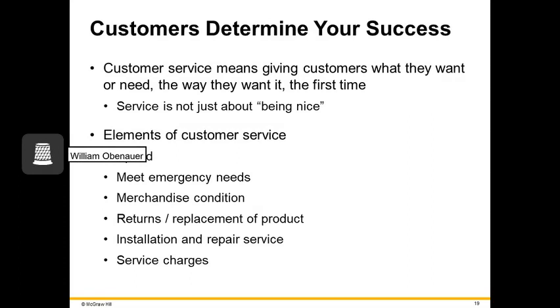Now, we all know that customers help determine our success, but what does that really mean? When you think about customer service, I want you to think about giving customers what they want when they want it and getting it right the first time, okay? I have a note in here that service is not just about being nice, because so many people think that if you're nice to customers, that's good customer service. No, that's being interpersonally nice. Being interpersonally nice is not synonymous with good customer service.